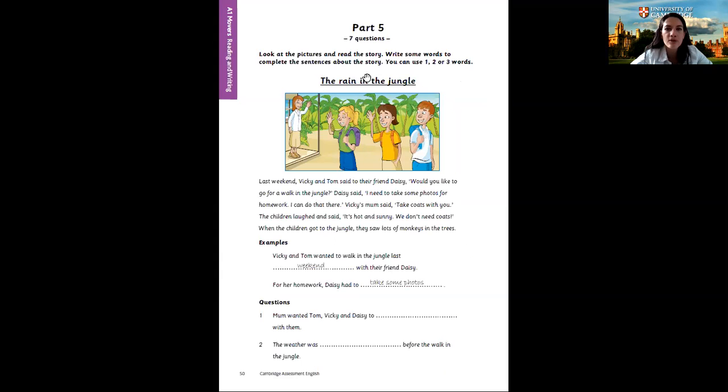In this case, it says the rain in the jungle. So you have to imagine that it's going to rain and the place is the jungle, okay? Then you have to read the text.